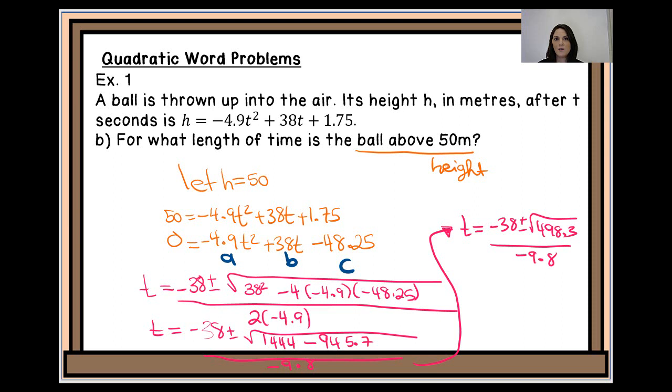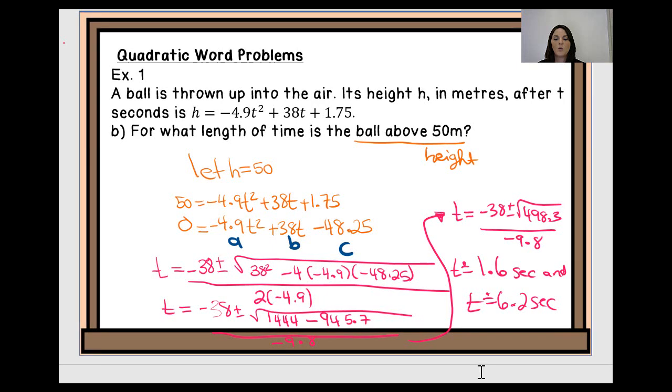So we're going to have two zeros because the number underneath the square root is greater than 0. So t is equal to approximately 1.6 seconds, and t is equal to approximately 6.2 seconds. So we can say that the ball is above 50 meters between 1.6 seconds and 6.2 seconds. So in other words, the ball is above 50 meters for 4.6 seconds.